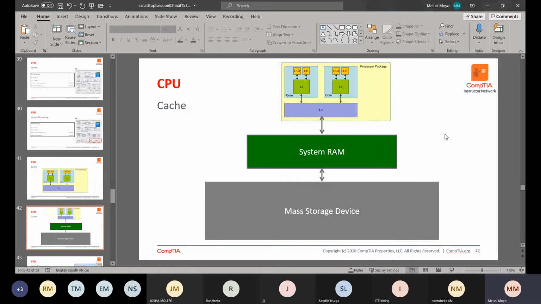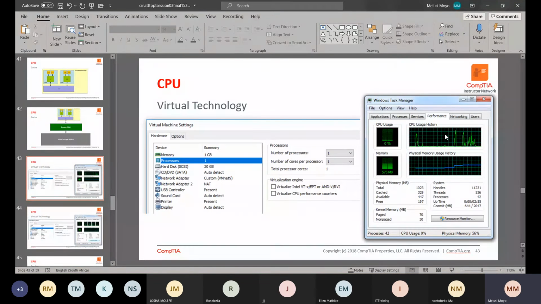What happens inside the CPU when the CPU is processing something? Yes. All right. So we're saying on the first diagram, if everything fails, it moves to system RAM, and then if it's not enough, it moves to mass storage. Right. All right.